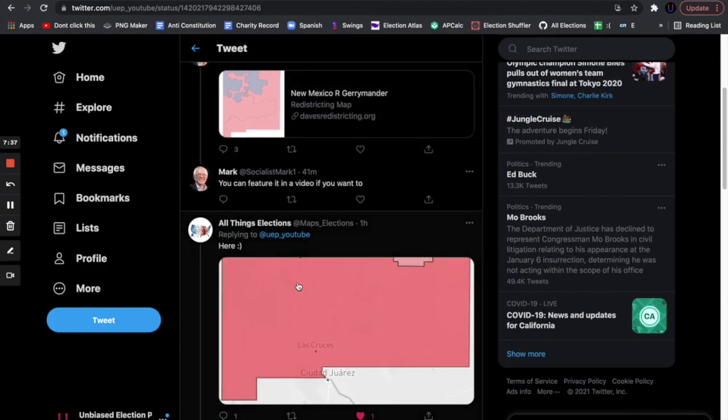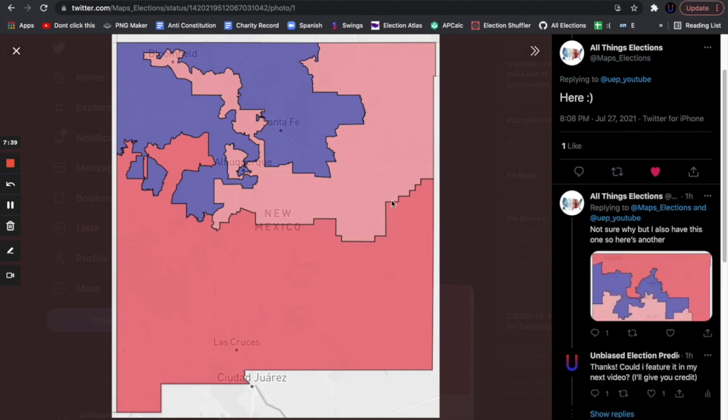So All Things Elections sent this map in, and I think this is a 2012 to 2018 map, I'm assuming.